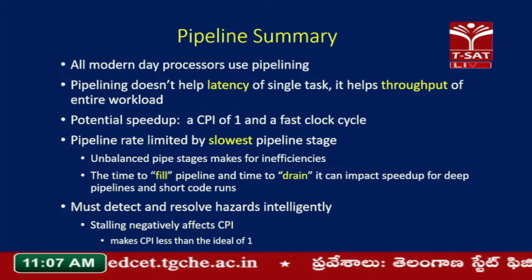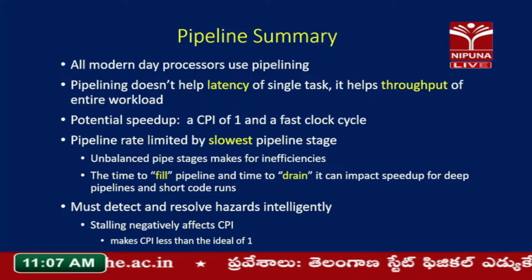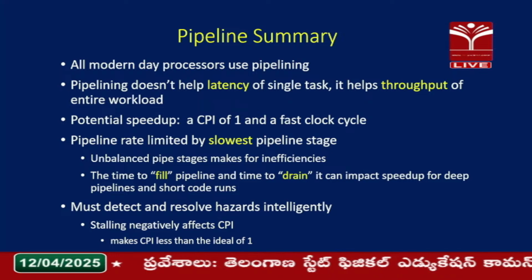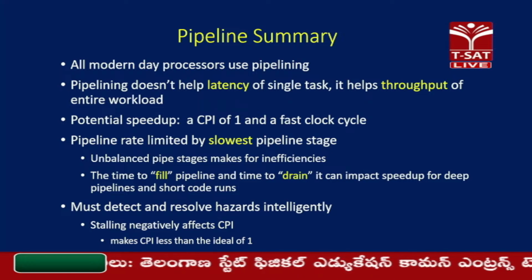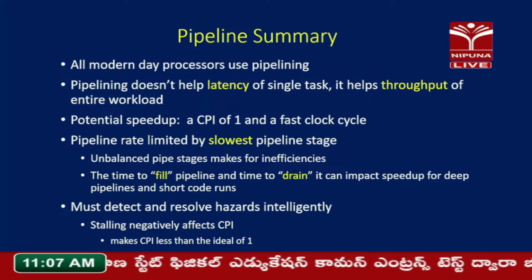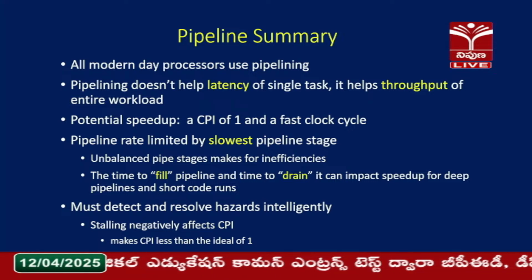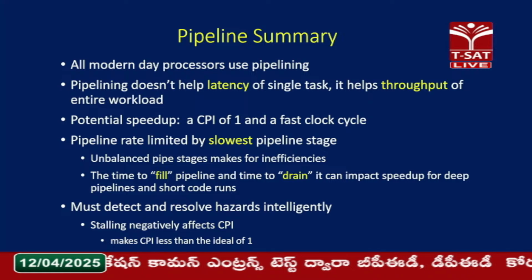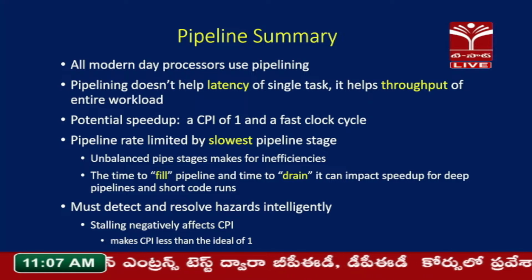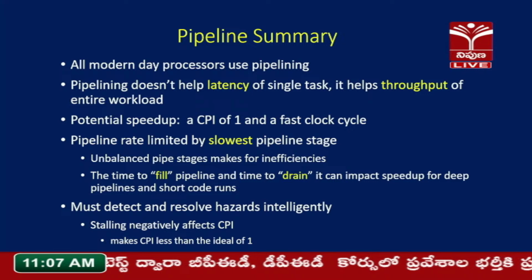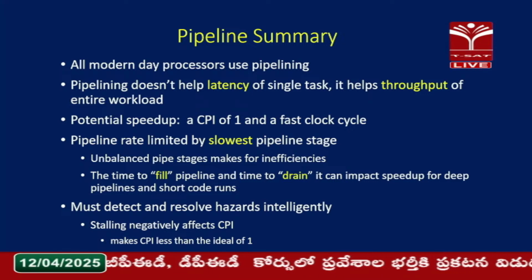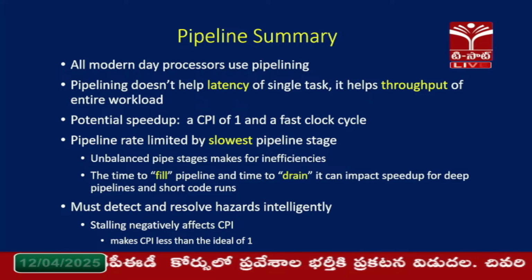And CPI equal to 1 will happen only if you are able to look at the hazards that are there in the pipeline and ensure those hazards are addressed within the pipeline without creating a stall. Anytime you stall the pipeline, that means you are wasting the resources for that particular clock cycle, and it basically takes more cycles for the stall to resolve itself and also get the pipeline back up and running.